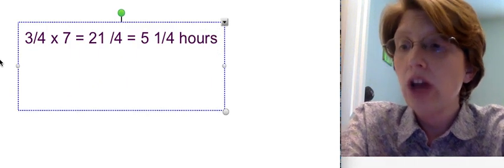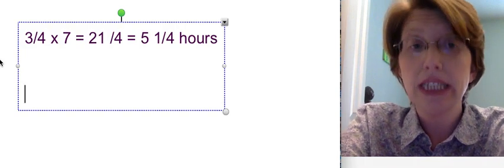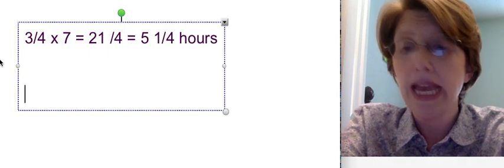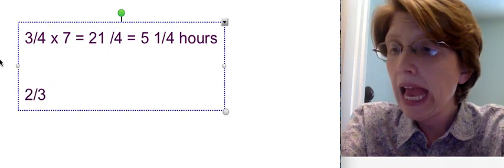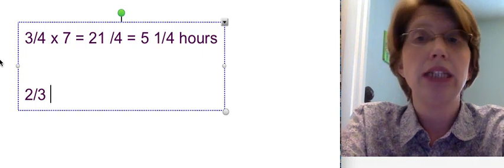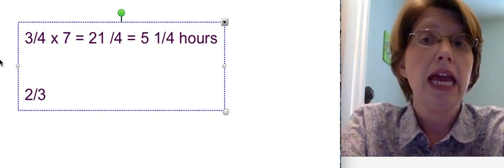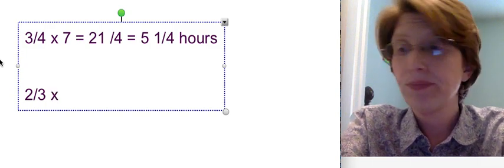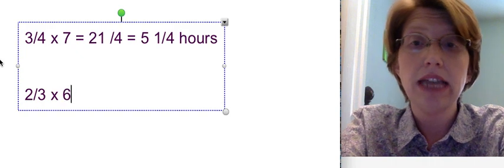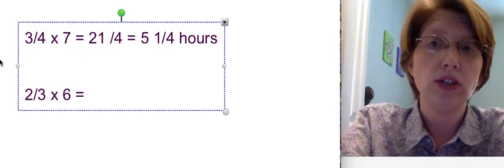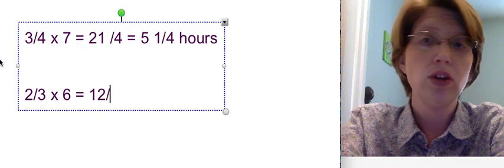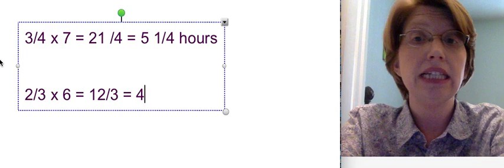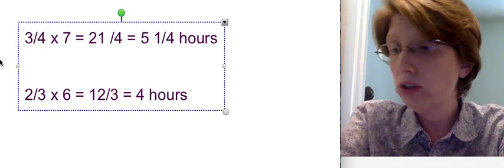Okay, 14. Thomas practices his trumpet for 6 days each week. If he practices his trumpet 2/3 of an hour each day, so there's our 2/3, how many hours does he practice during the week? Now be careful on this one. He practices 2/3, but how many days does he practice? Said 6, not 7 this time. So we're going to multiply straight across. 2 times 6 is 12. We're going to bring over that denominator of 3. 12 divided by 3 is 4 hours.